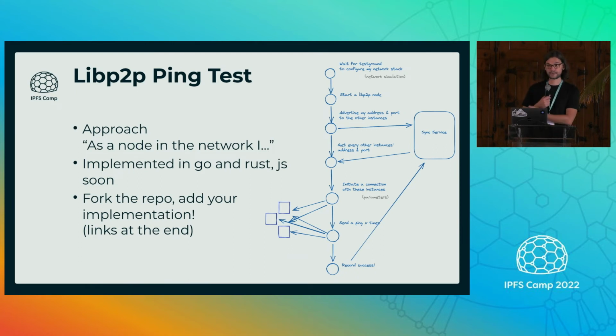Anyone can fork the repo right now and add their own ping test implementation. So NIM, for example, could fork this and add their own ping test implementation. It's relatively easy to test a new libp2p implementation, and I'll share a link and references at the end.